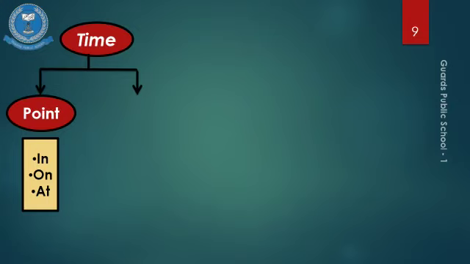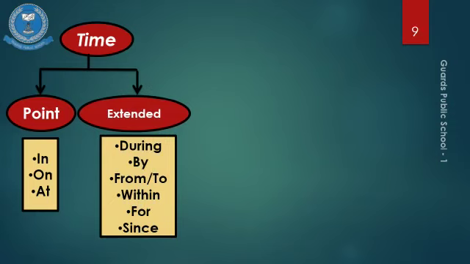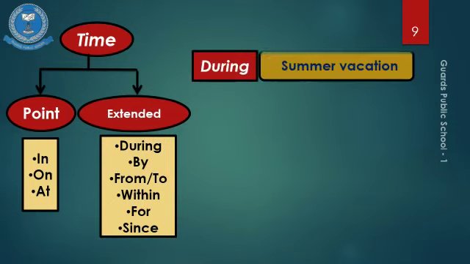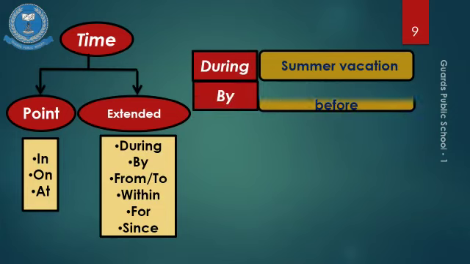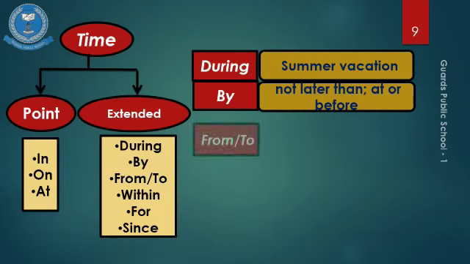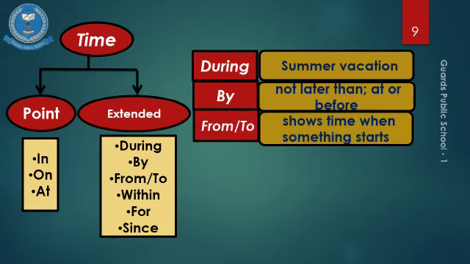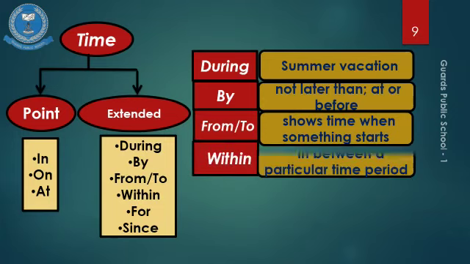Next we have the extended time, which includes during, which means in between, like summer vacation. Next, by, which means not later than a specific time, at a specific time, or before a specific time. Next, from or to, which shows time when something starts. Then we have within, which shows in between a particular time period.